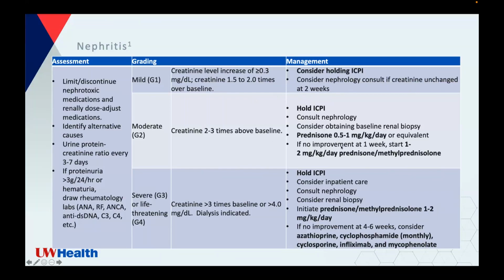And then if there's no improvement, starting higher dose steroids with 2 mg per kg per day of prednisone or methylpred. For severe life-threatening, so this is creatinine greater than 3 times baseline or greater than 4 mg per deciliter, we can do dialysis in these patients, holding the ICPI, again, initiating prednisone and methylpred, that higher dose right away in this more severe presentation.